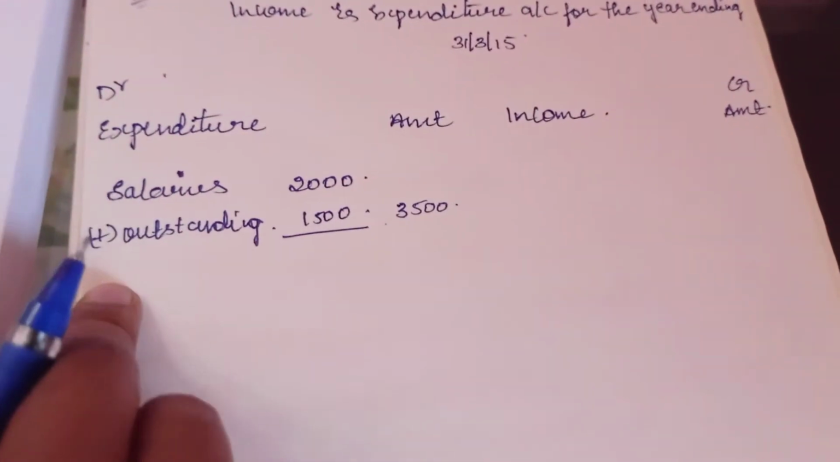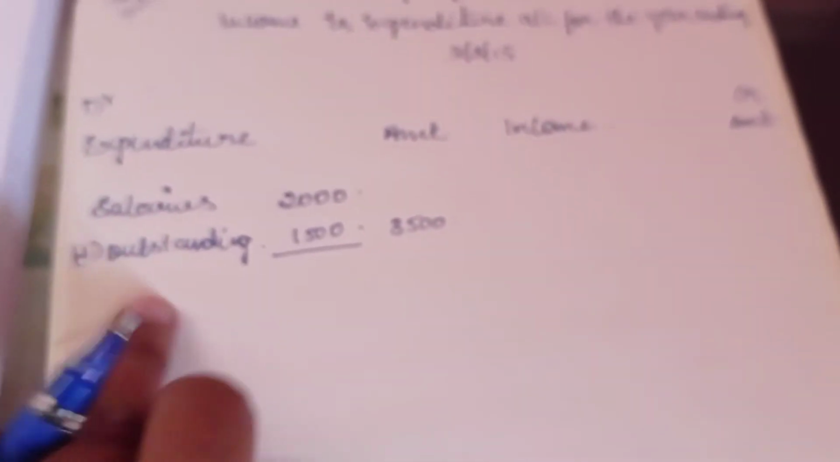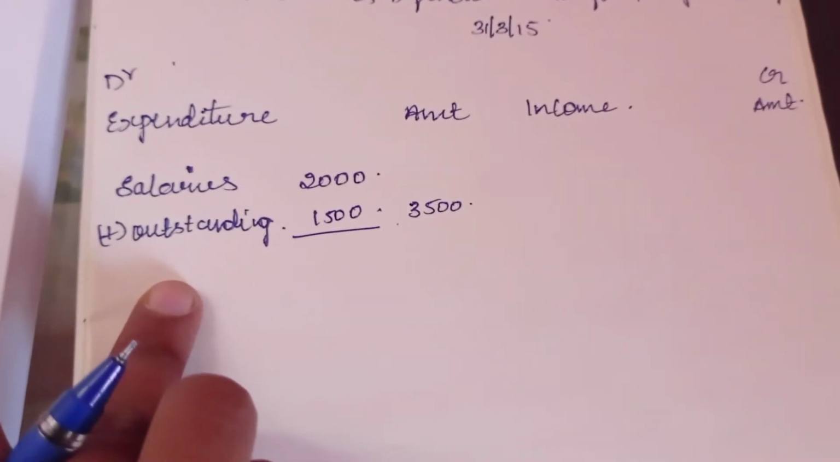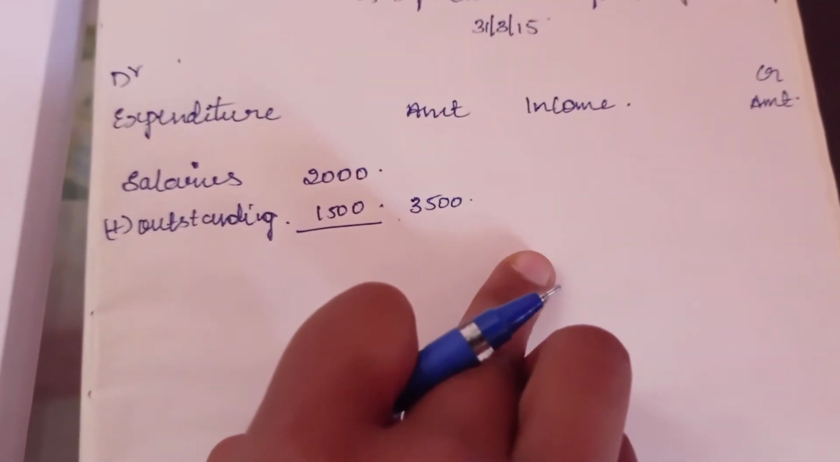The total salary while we are preparing the income and expenditure account is the salaries which have been given in the receipts and payment account plus the outstanding salary which has been given in the additional information. So add both and make the total. It will come to 3,500. This is about the salary.